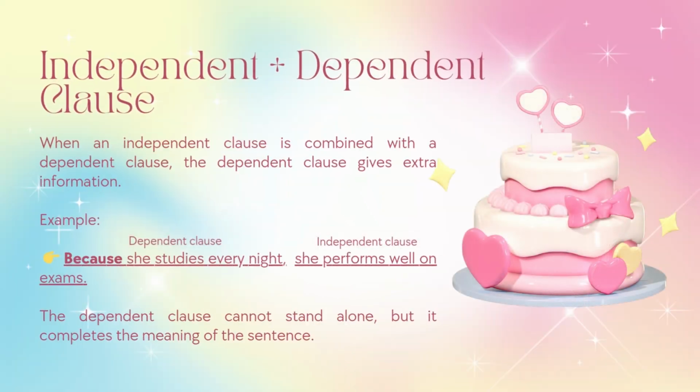Independent plus dependent clause. When an independent clause is combined with a dependent clause, the dependent clause gives extra information. For example, because she studies every night, she performs well on exams. The dependent clause cannot stand alone, but it completes the meaning of the sentence.